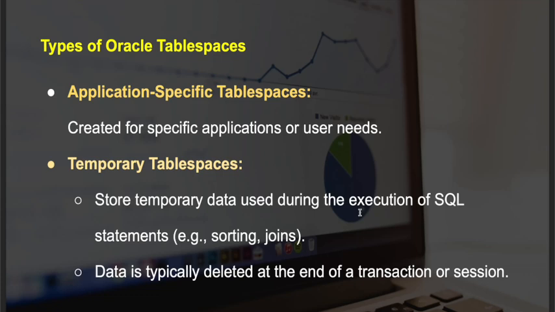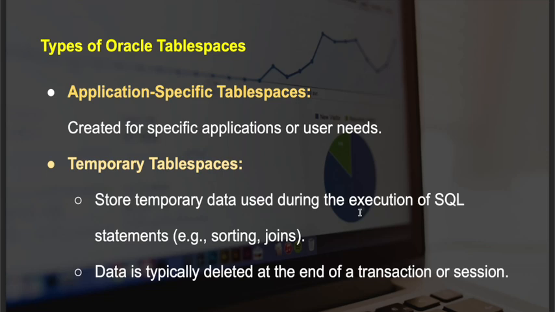Application specific tablespaces are created for specific applications or user needs. As I told you earlier, you can create your own tablespaces for different kinds of purposes: sales, CRM, any other kind of data you want to save. If you want to save indexes in a separate tablespace, you can make a separate tablespace for indexes, for example. So these will be called application specific tablespaces.